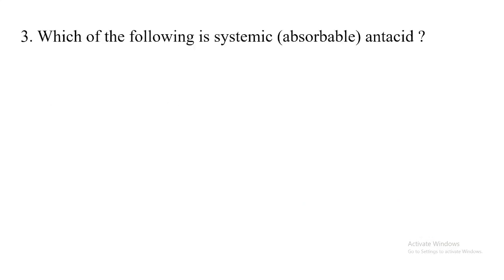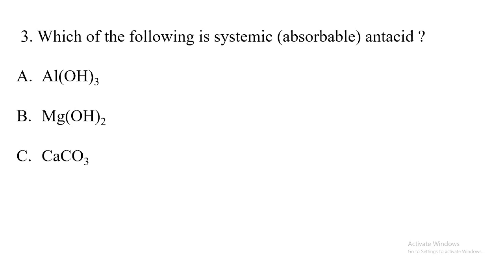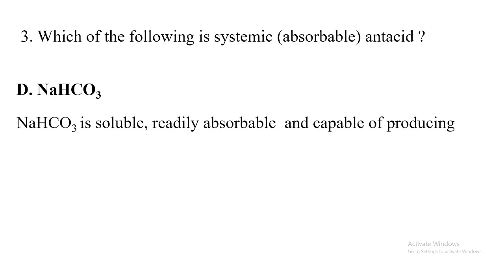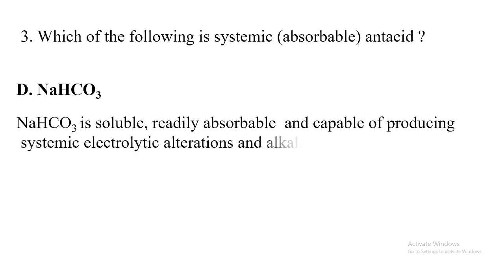Next, which of the following is a systemic or absorbable antacid? Aluminium hydroxide, magnesium hydroxide, calcium carbonate, or sodium bicarbonate. Here, options A, B, and C are non-absorbable or not easily water soluble compounds. And the fourth option, NaHCO3, is water soluble and that's why it is also absorbable. NaHCO3 is soluble, readily absorbable, and capable of producing systemic electrolytic alterations and alkalosis.